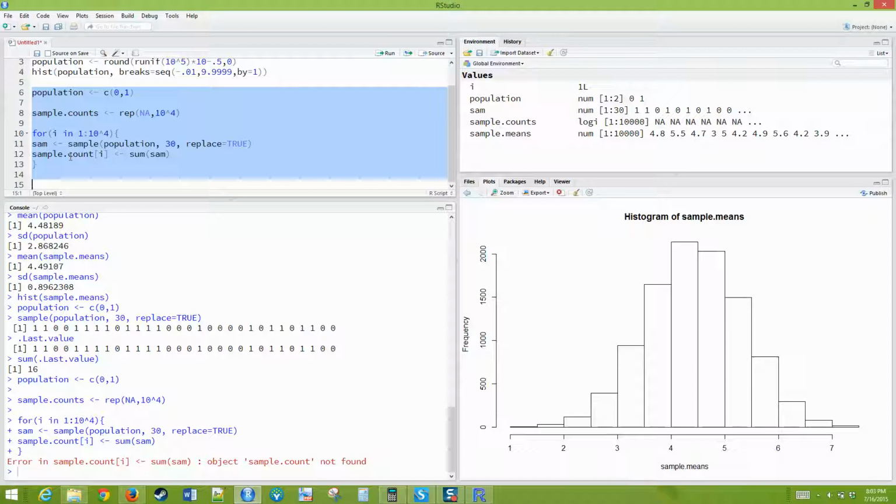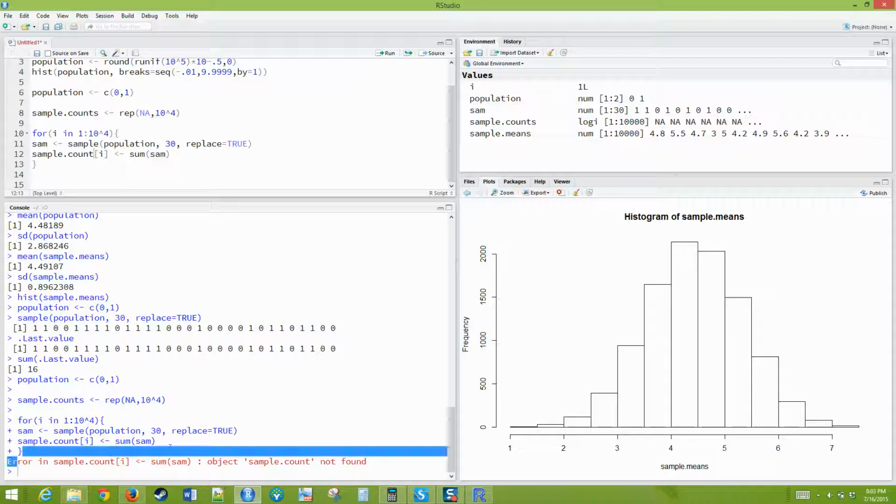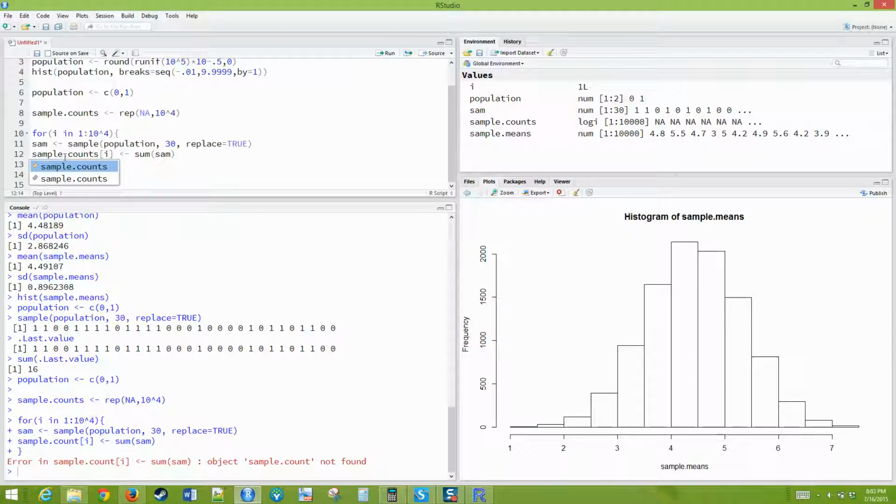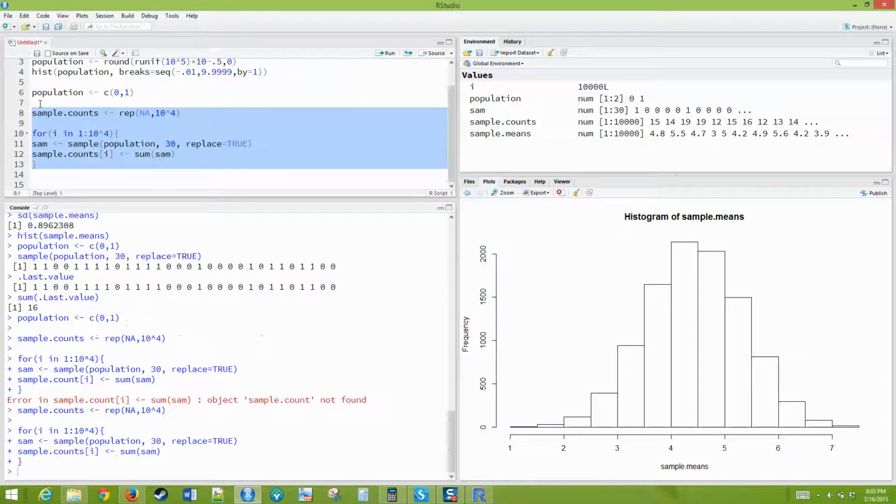Whoops. Oh, of course. A lot of times the error messages are cryptic, but sometimes they're not. So it says sample.count not found, and that's because I spelled it counts with an S over here, and I left the S off over here. And so you learn very quickly that R is very, very picky about everything. Okay. And it's done. It sampled from it, and now it's done.